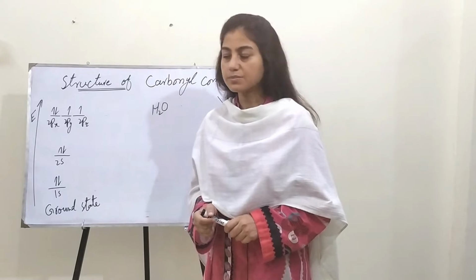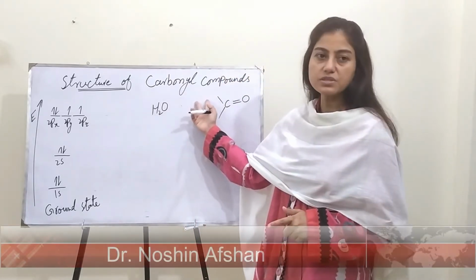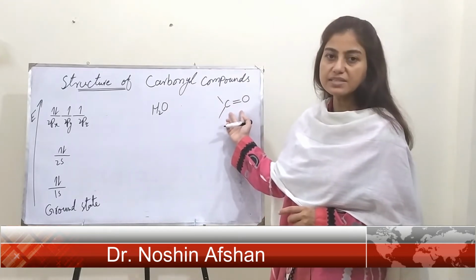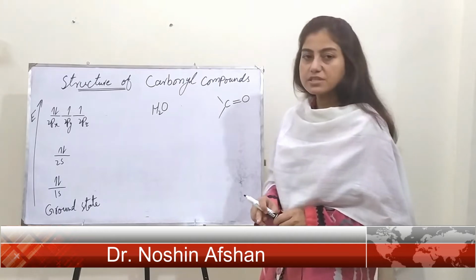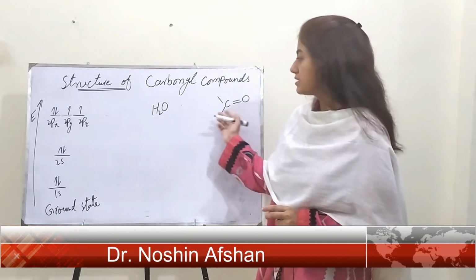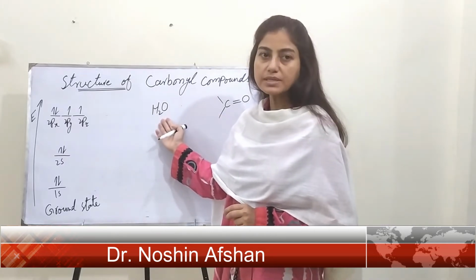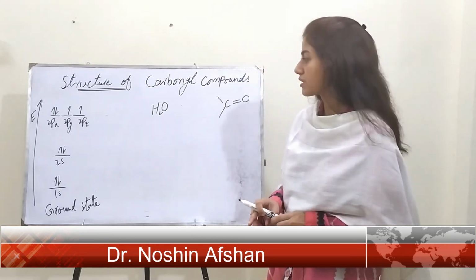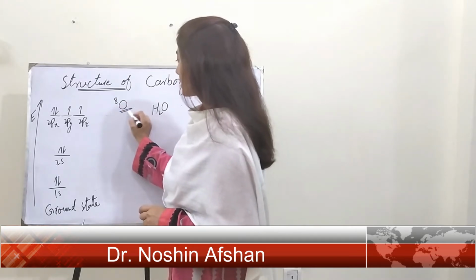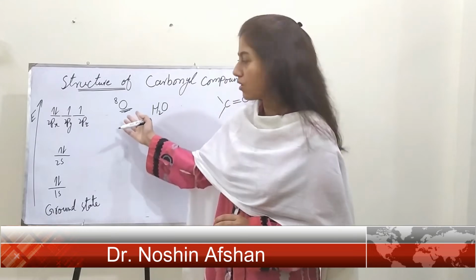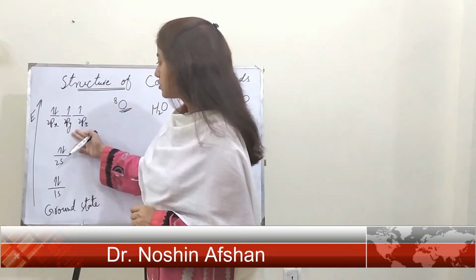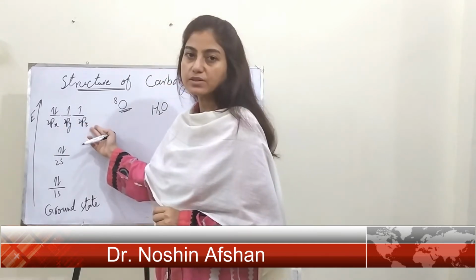So our today's lecture is about the structure of carbonyl compounds, where we will consider this carbonyl compound in general as an example. But prior to discussing this carbonyl compound, we will discuss the structure of water molecule for the sake of simplicity. As you know that the atomic number of oxygen is 8 and the electronic configuration of the oxygen atom at its ground state is 1s2, 2s2, 2px2, 2py1 and 2pz with 1 electron.